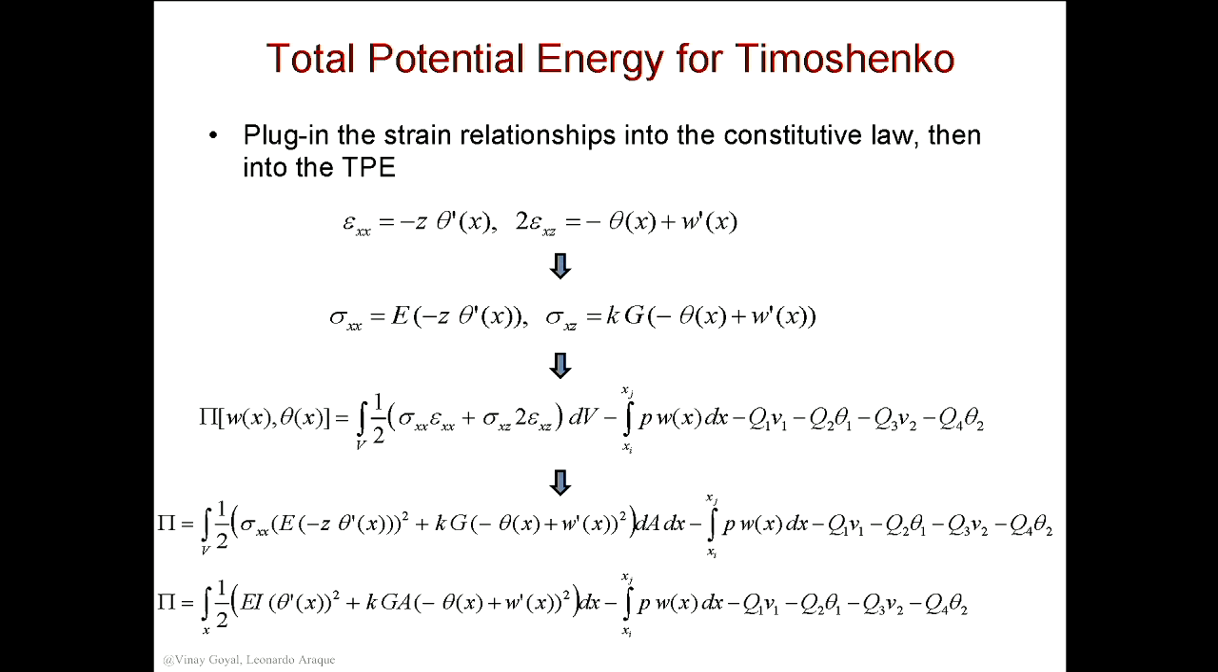I want to derive the element formulation using total potential energy. If you remember from the Rayleigh-Ritz, what I will do is put in the approximation function for each of the variables of interest into the total potential energy and minimize the total potential energy relative to the unknowns, right? This is what we did. Very simple process. We're going to do that today.